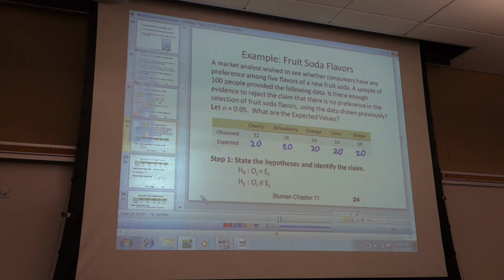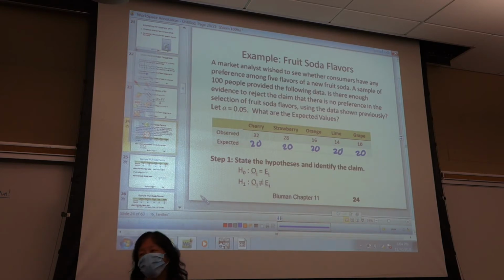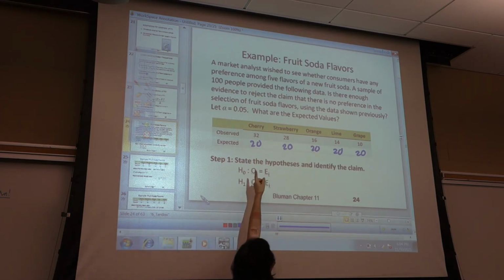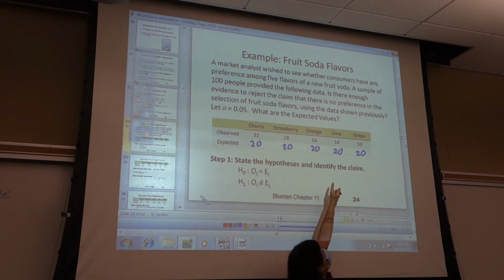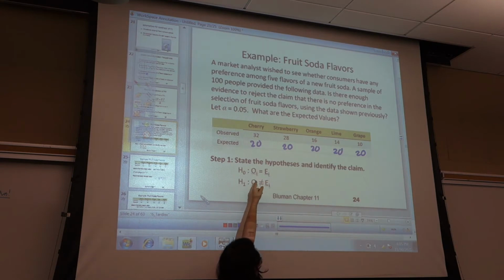Can you re-explain what I is one more time so I can break it down? Right, so I means that there's going to be a lot of different labels. So it's observed sub-cherry equals expected sub-cherry. Observed sub-strawberry equals expected sub-strawberry. Observed sub-orange equals expected sub-orange. And you always number them. We say O sub, we call it cherry 1, strawberry 2, orange 3, lime 4, grape 5. So we'd say O sub 1 equals E sub 1. So my cherry observed equals my cherry expected. Okay, thank you.